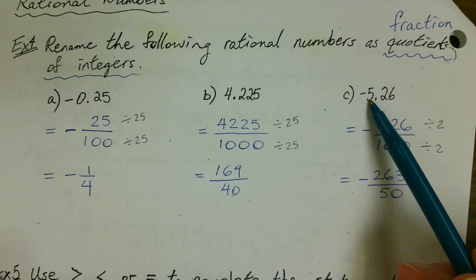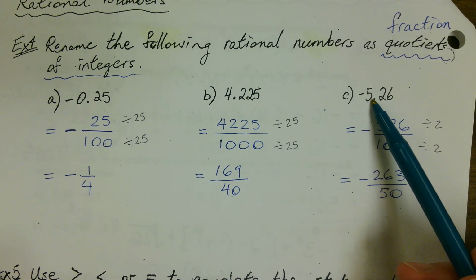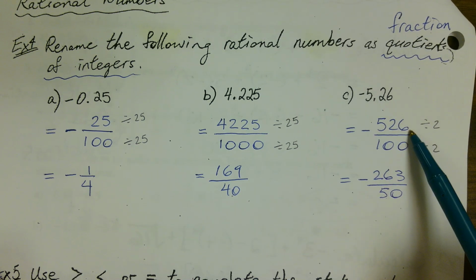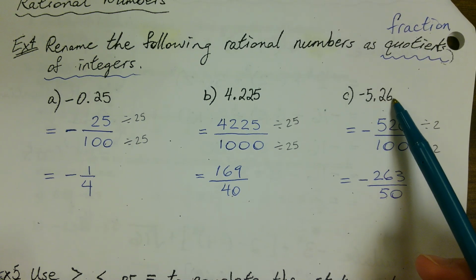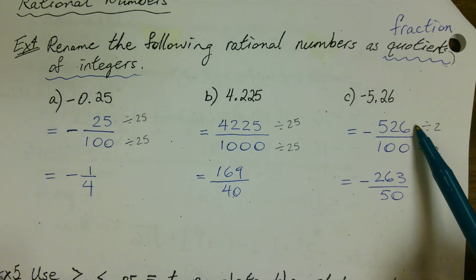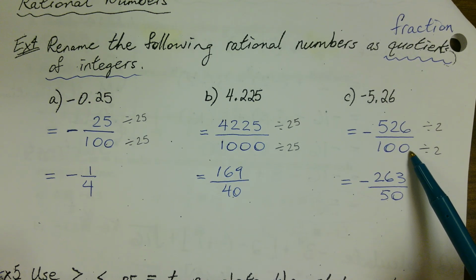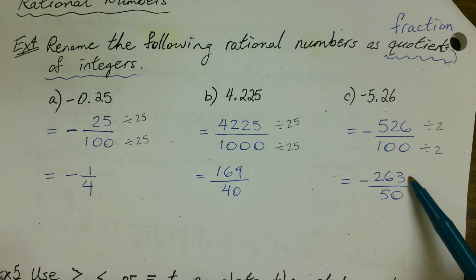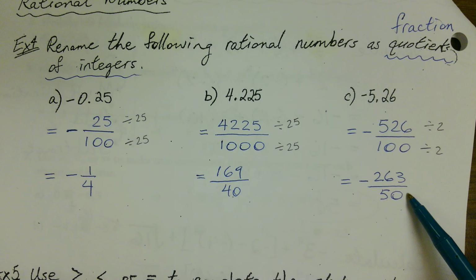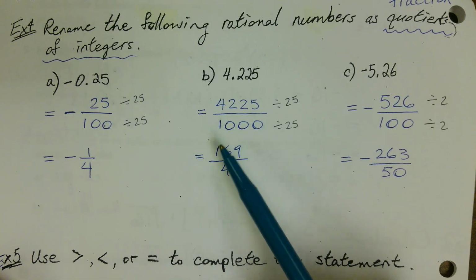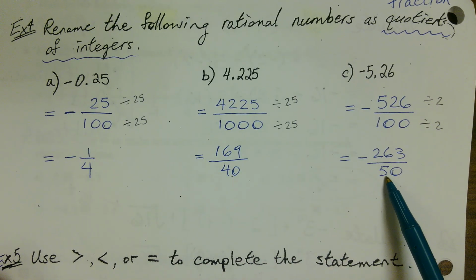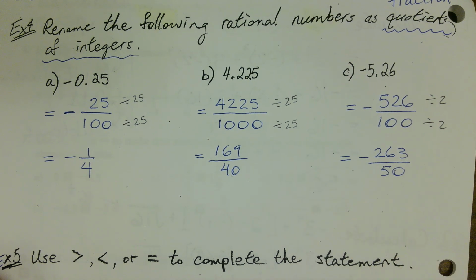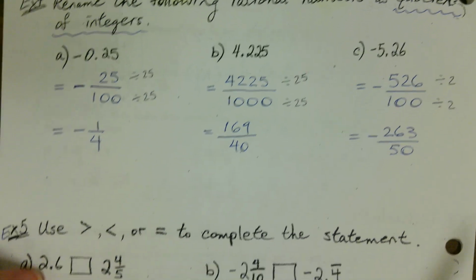Last example here, same idea, negative 5.26. That means I can write it as negative 526 over 2 decimal places, so over 100. Divide top and bottom by 2. Since they are both even numbers, I can reduce it by 2. So negative 263 over 50. Okay, these are called improper fractions. Tomorrow, we're going to learn about how to change improper fractions back into a mixed number.